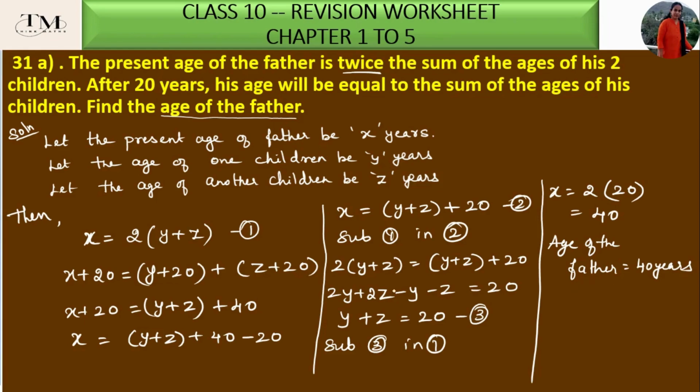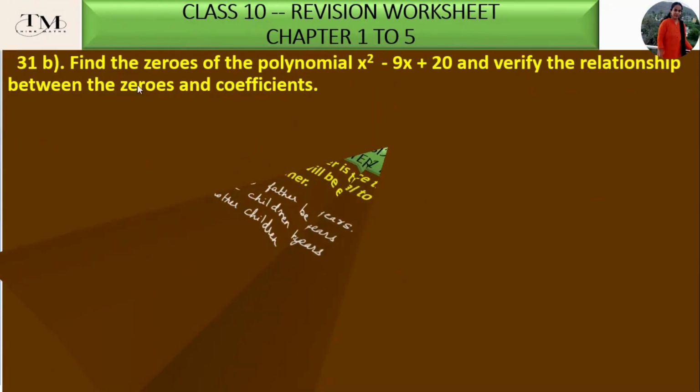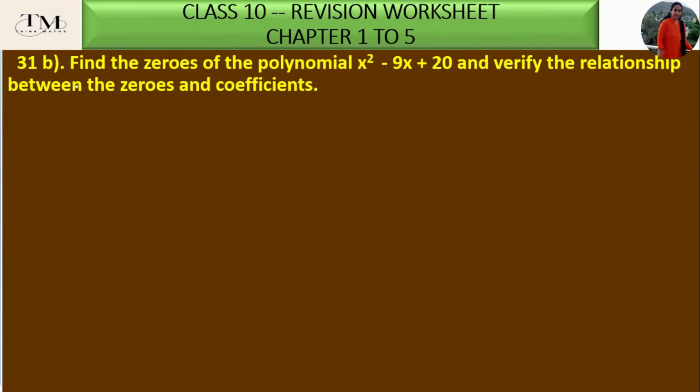Okay children, so moving on to the last question for this session, 31B. Find the zeros of the polynomial x² − 9x + 20 and verify the relationship between zeros and coefficients.